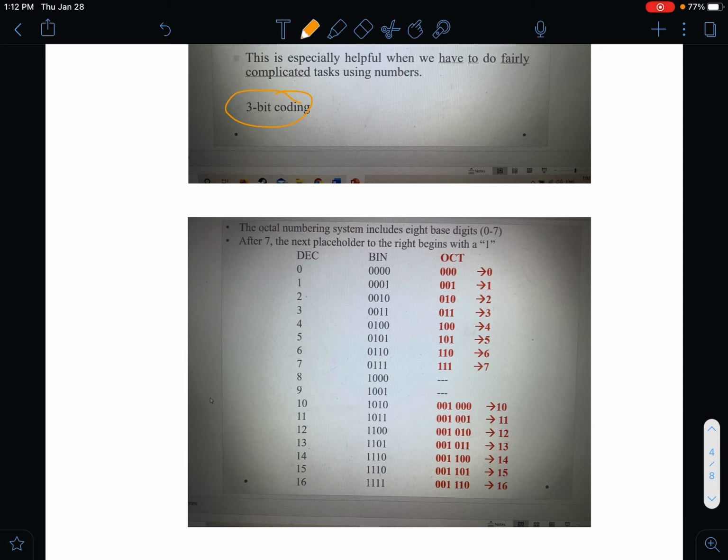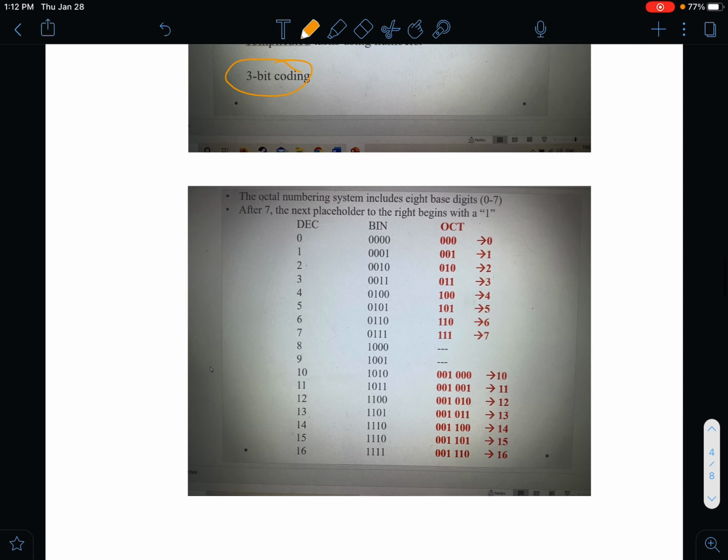After 7, the next placeholder to the right begins with 1. Okay, let's comprehensively think about that one. You can see here that these are represented by decimal. This right here is represented by binary, and this one is octal. Okay, so in decimal 0, the value would be four 0s. Then for 1, 0, 0, 0, 1.